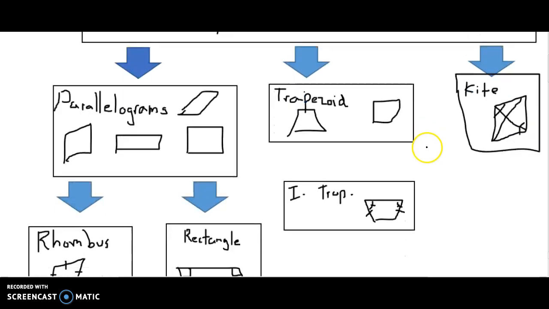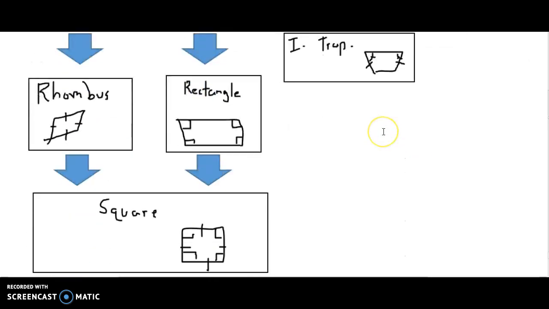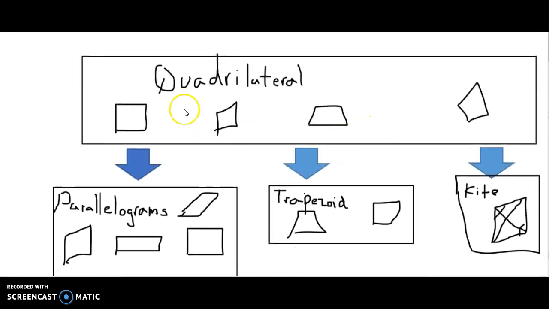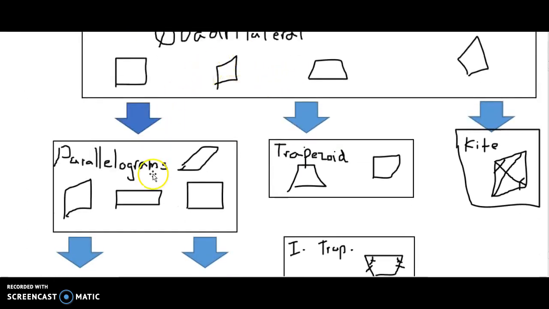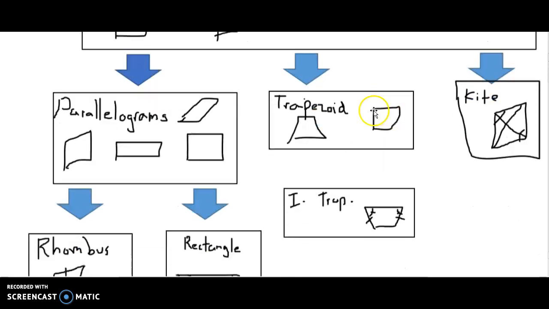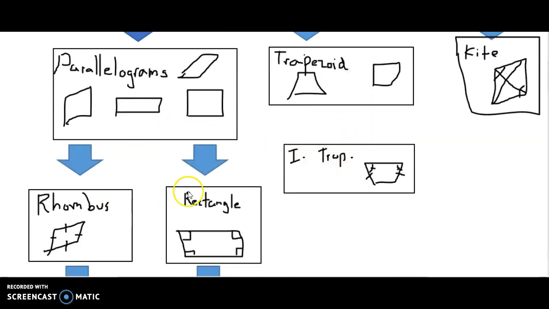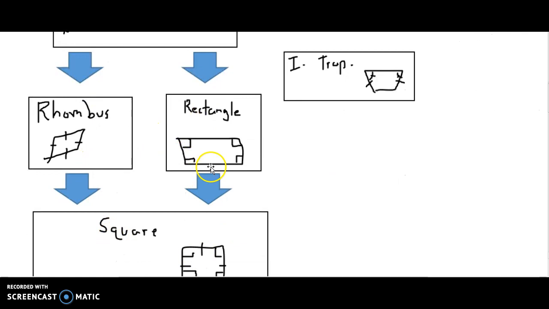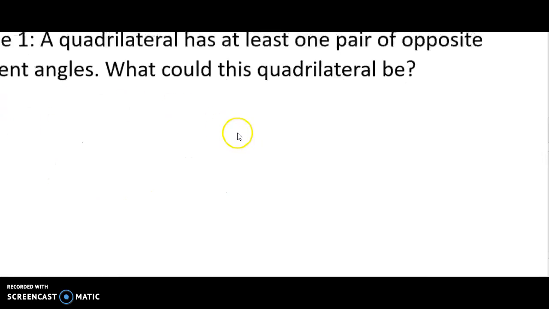Okay, so here are your different quadrilaterals. You can see under the category quadrilateral, we can either have a parallelogram, a trapezoid, or a kite. And then these things kind of move down into other things that go with them. Now, if you go ahead and look at the back of your paper, there's a couple questions that we're going to go over together.